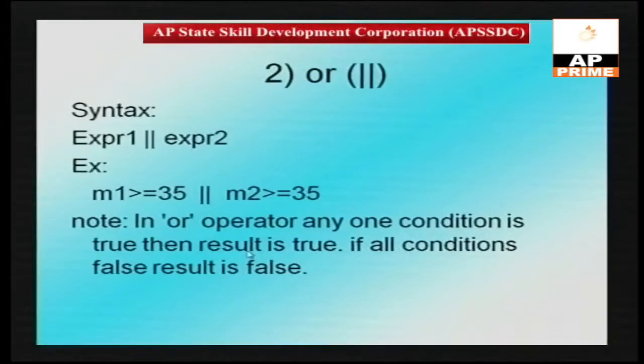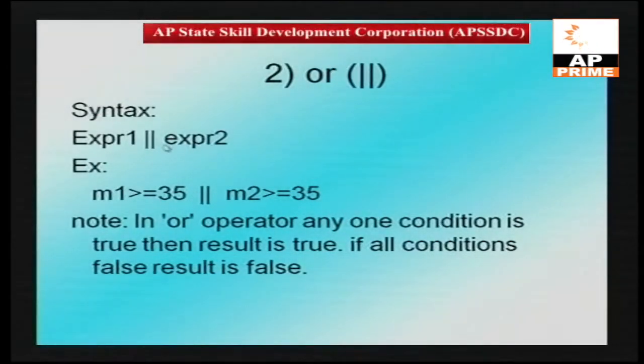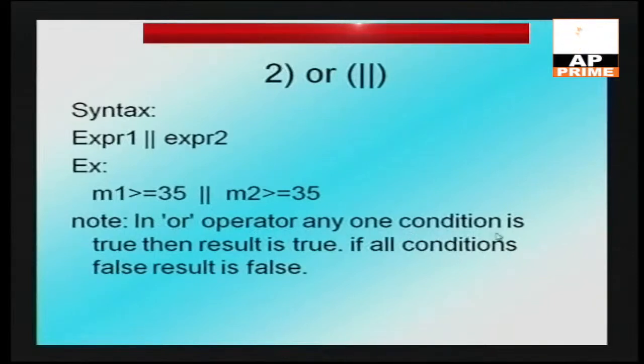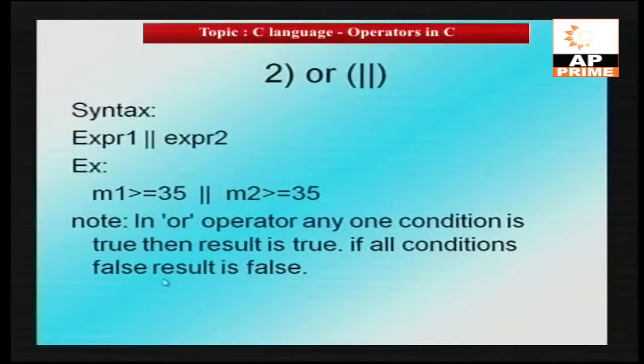When you go for the OR operator, expression 1, pipe symbol, expression 2. What is meant by OR? Either this or that. Of both expressions, any one should be true. If any one is true, true. Both false, false. In the OR operator, if any one condition is true, then the result is true. If all conditions are false, then only the result is false.